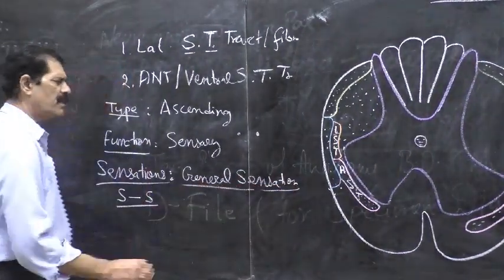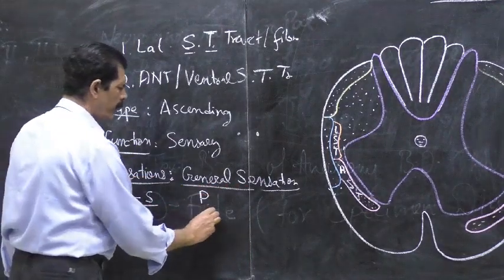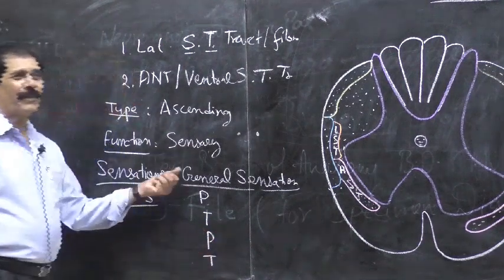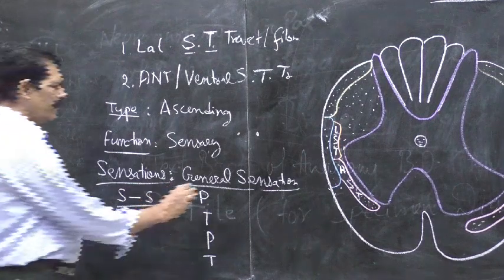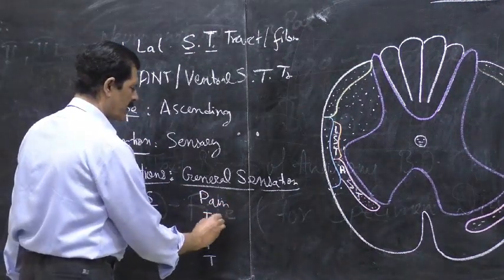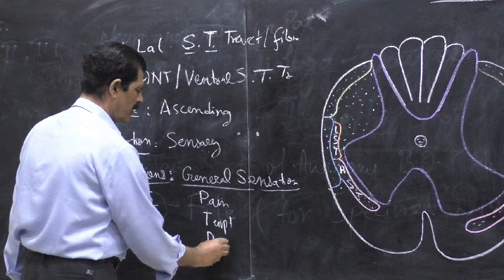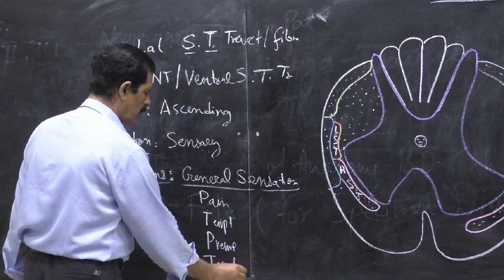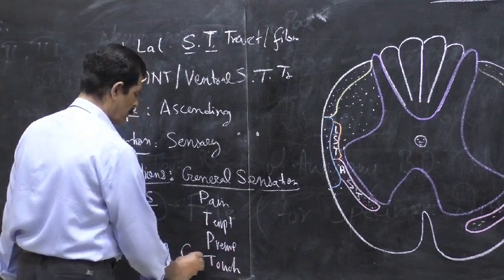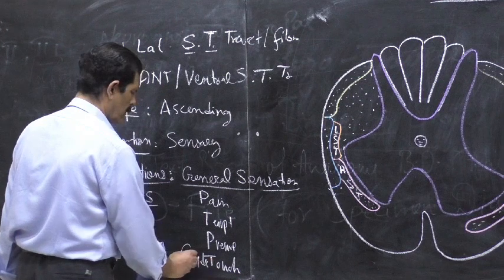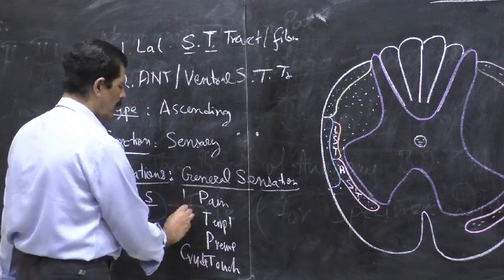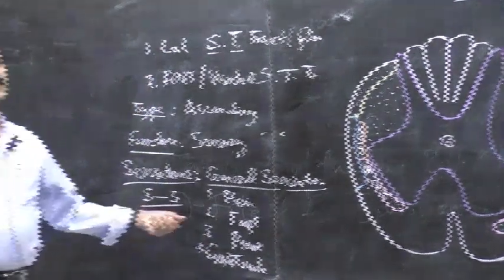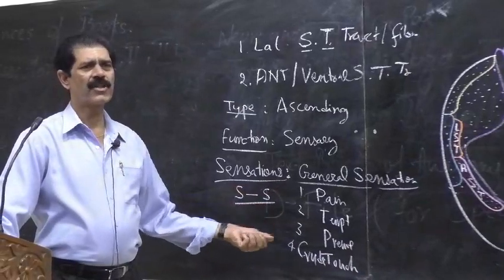What are the general sensations? I have already told you: PT and PT. Remember PT? In school you have done PT so many times. So pain, temperature, pressure, and touch, crude touch. So these are the four general sensations of the human body from head to toe. Our skin is sensitive to pain, temperature, pressure, and touch.